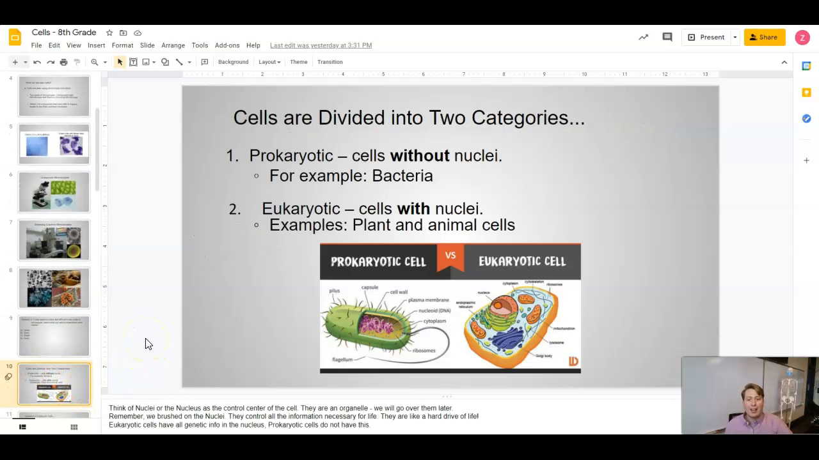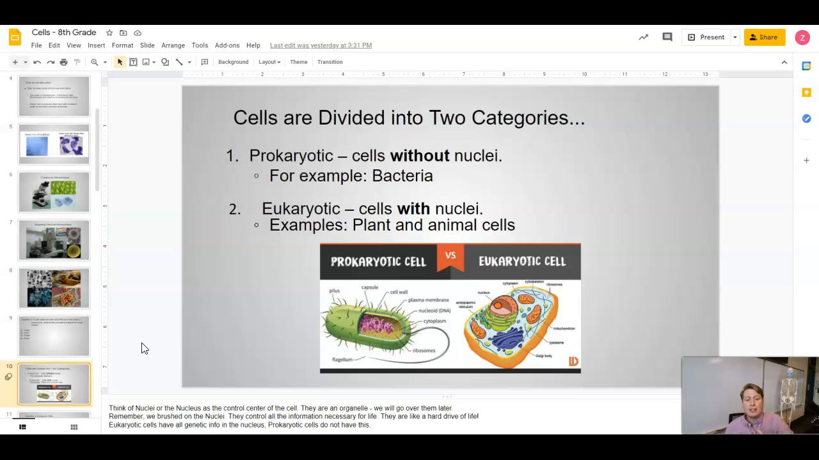Now let's dive a little bit into how cells are sorted. There's actually different kinds of cells, and two main ways to sort them are prokaryotic versus eukaryotic. Prokaryotic cells do not have a nucleus, while eukaryotic cells have a nucleus. Think of a nucleus as the control center of a cell. It's what they call an organelle, and we're going to go over what that is later.